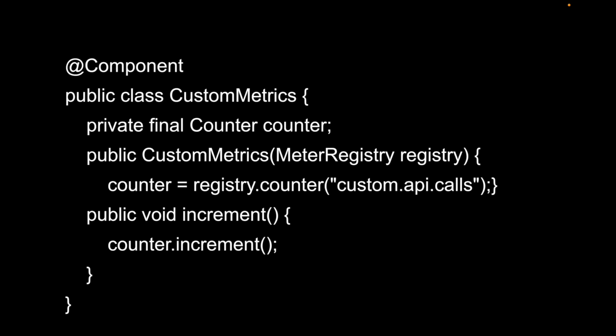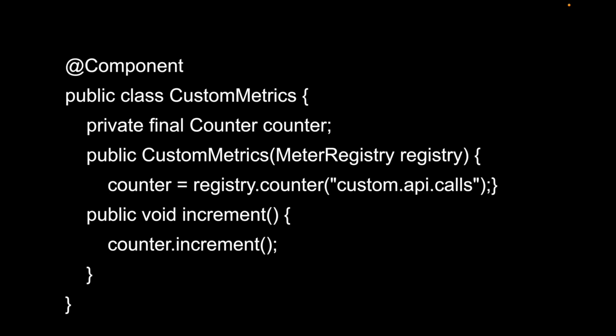Here I am injecting MeterRegistry. You can think of MeterRegistry as the central place where all metrics are stored and managed. Whenever we create a new metric, we register it with the MeterRegistry. I have created a counter metric that moves in only one direction, upward, and currently pointing to custom.api.calls in MeterRegistry. It counts how many times something happened. In our case, we are counting how many times this API is called.